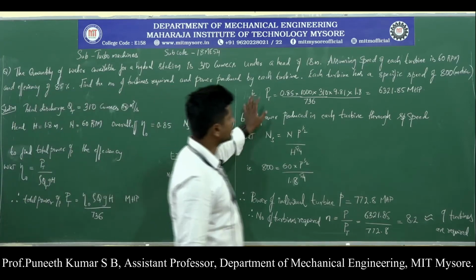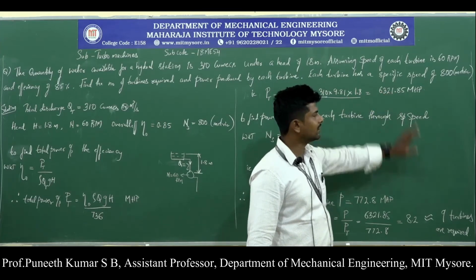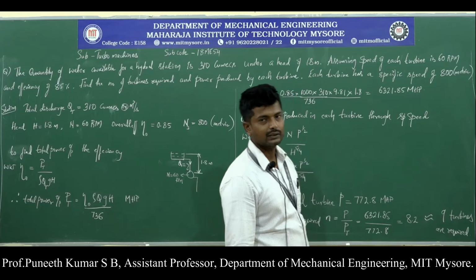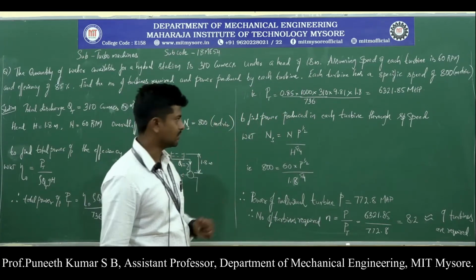After solving this equation, I am getting 6321 metric horsepower. This is the total power output of this hydro station.